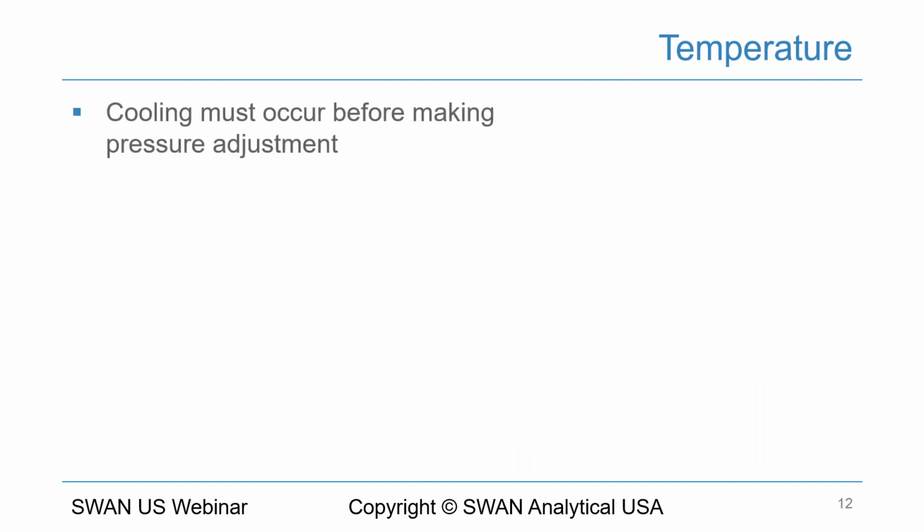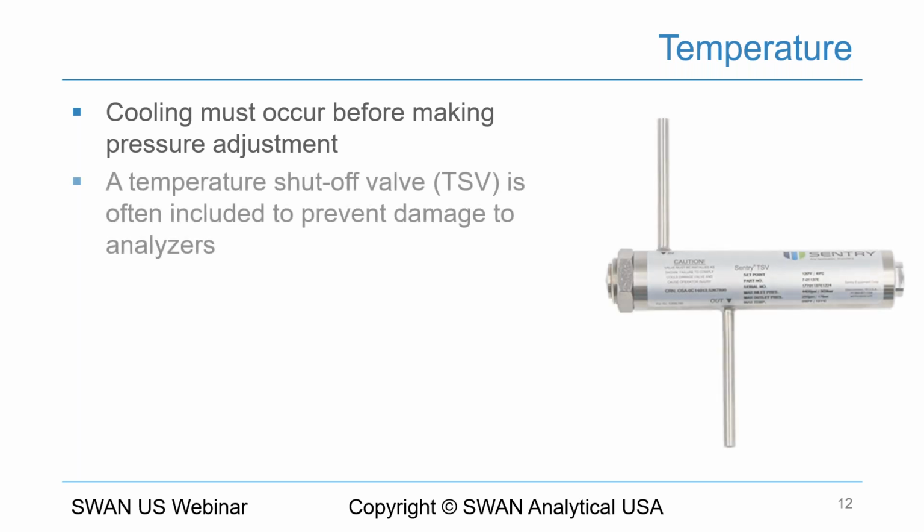So cooling must occur before making the pressure adjustment. Main reason for that is if you try to reduce pressure in a steam sample, it's very costly and very difficult to do. The valving becomes extremely more difficult. So we want to go ahead and get to the liquid phase first before we do the pressure adjustments.